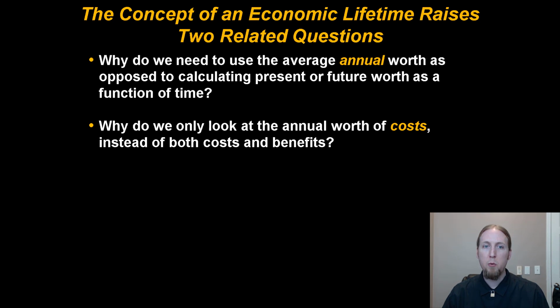Next, why do we only look at the annual worth of costs instead of both cost and benefits? All this is doing is simplifying the process and restricting ourselves to a situation where the alternative challengers that we could replace the Defender with are providing the same benefits. So therefore, if we're focusing on the differences between projects and the benefits are the same, then we just look at the costs.